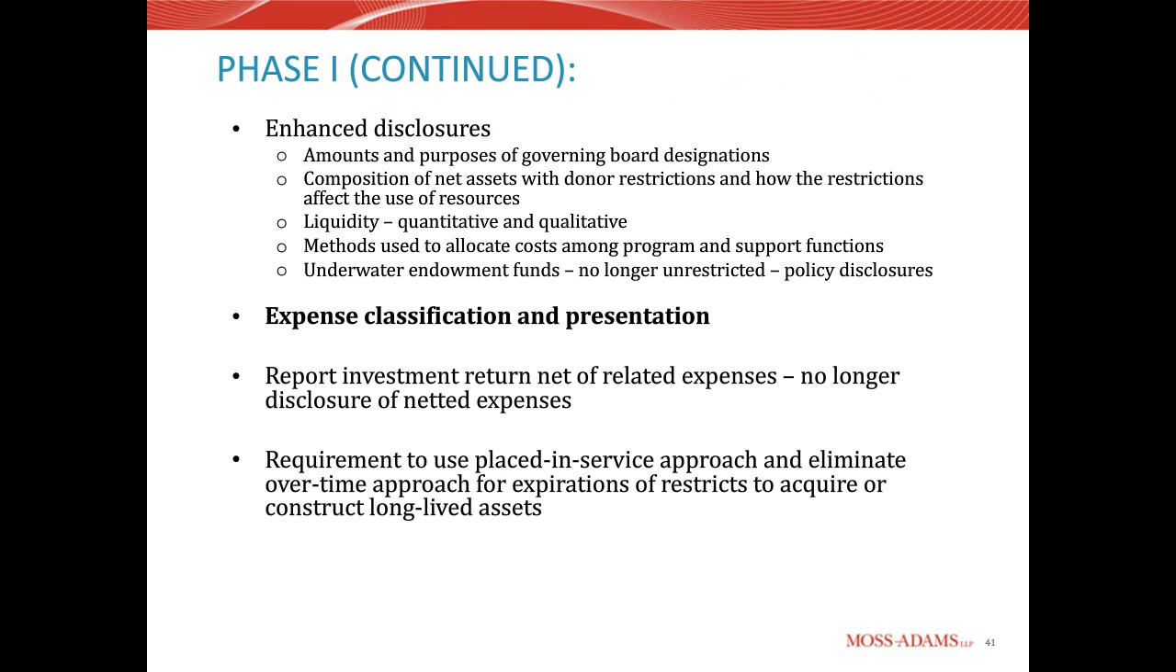There will also be some requirements related to enhanced disclosures specific to amounts and purposes of governing board designations, the composition of net assets with donor restrictions, and then how the restrictions affect the use of the resources in the future. Liquidity, disclosing quantitative as well as qualitative information. And then methods used to allocate costs among program and support functions, providing a little bit more clarity in how that allocation is actually happening. And then related to underwater endowment funds, no longer will those be unrestricted, but there will be some enhanced policy disclosures related to that.